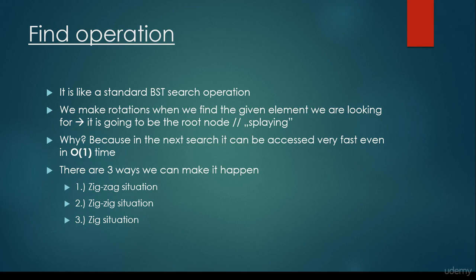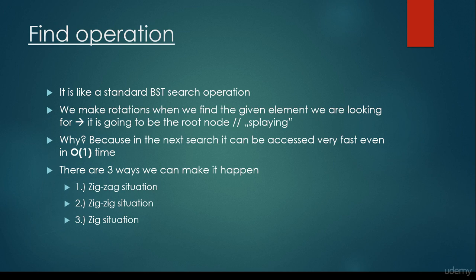Okay. So what about the find operation for the splay tree? We have been discussing that the splay tree basically is a binary search tree. So we have to do everything like we do for binary search trees. But we make rotations when we find a given element we are looking for, and it is going to be the root node, and basically this is called splaying, when we make the node we are looking for to be the root node.